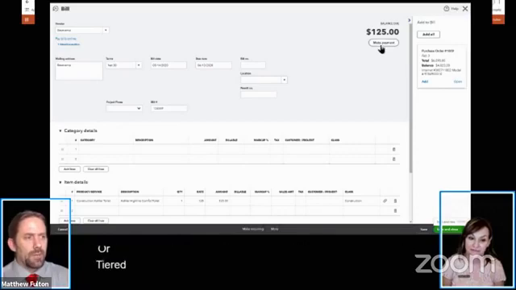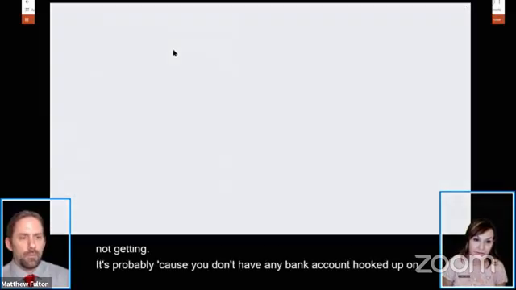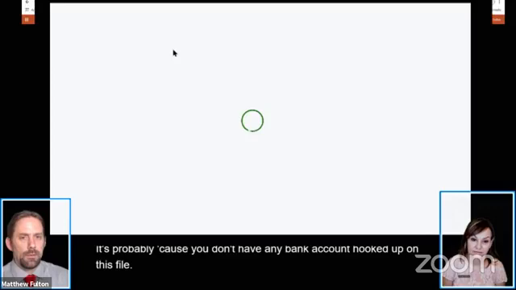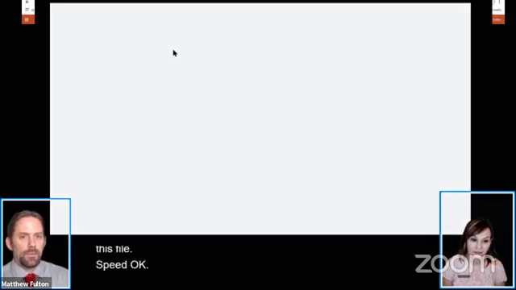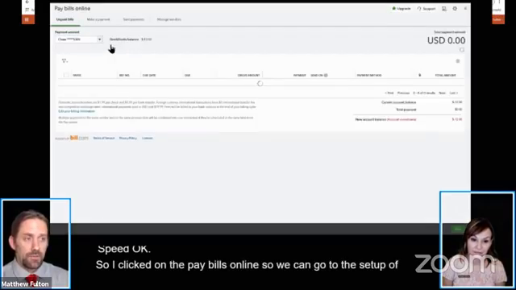So here we've got the make a payment, right? But I'm not getting it. It's probably because you don't have any bank account hooked up on this file. Yeah, I do. Oh, you do? Okay, then I don't know why. So I've clicked on the pay bills online so we can go to the setup of it, and it's going to take us to some magical world.